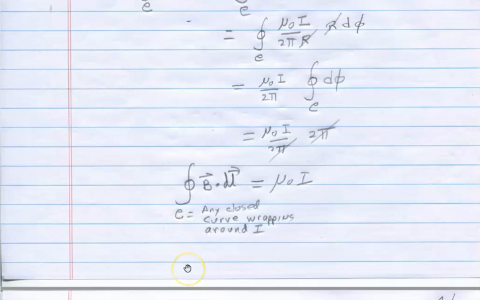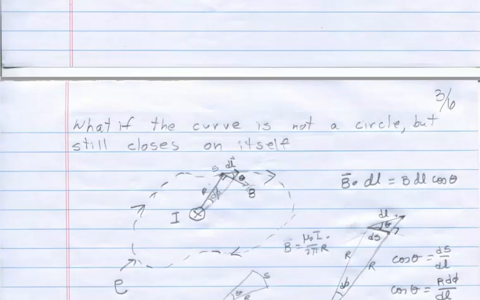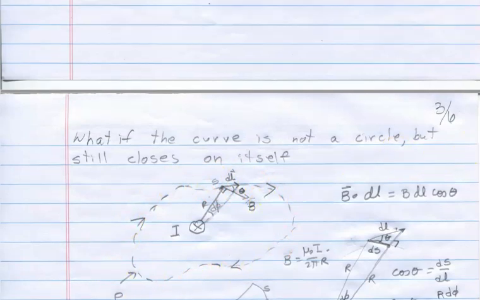C can now be not just circles with the wire at the center, but can be any closed curve that wraps around the current. So this shape could be anything. It just has to close on itself, and it has to enclose or wrap around the current carrying wire.